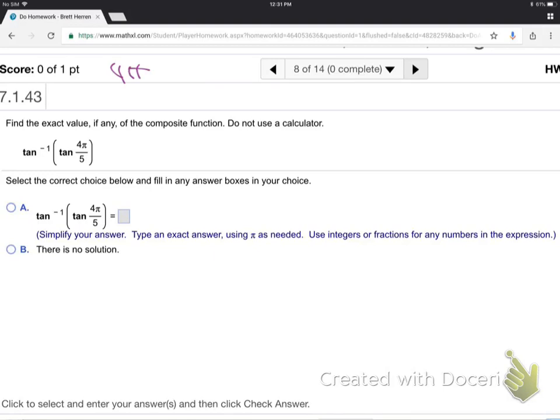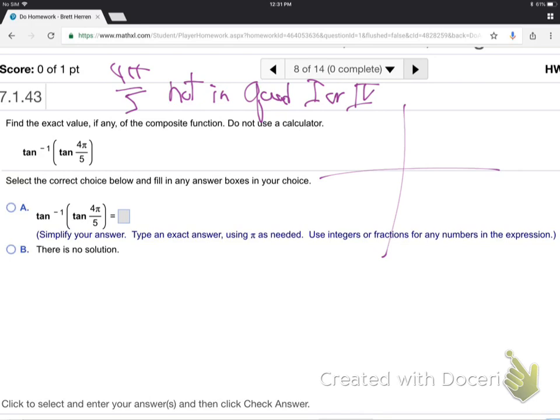Well, that's not an easy question. These are getting hard, aren't they? So 4 pi over 5 is not in quadrants 1 or 4. Right? So where is 4 pi over 5? Here's pi. 4/5 of a pi is almost to pi. It's about right there. 4 pi over 5. You with me? It's almost 1 whole pi, right? 2 pi is all the way around. 1 pi is halfway around, right? Familiar with all this stuff? So it's almost to pi. So it's somewhere right there.